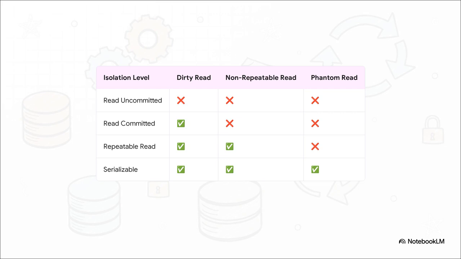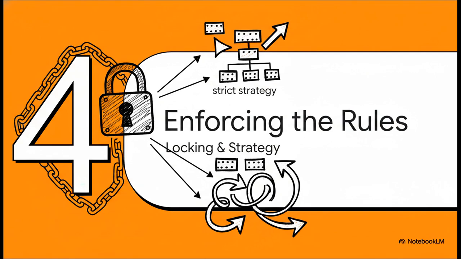You can see that read committed takes care of those nasty, dirty reads. Step up to repeatable read, and you're protected from non-repeatable reads too. And if you go all the way to serializable, you're safe from everything, including phantoms. But here's the critical takeaway. It's a trade-off. More safety can mean less speed, so you have to consciously pick the right balance for what you're trying to do. Now, you might be wondering, how does a database actually do all this?